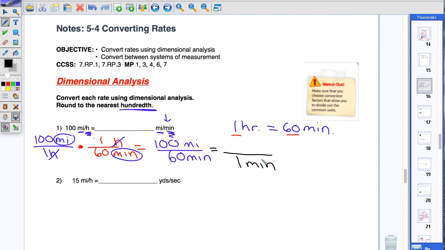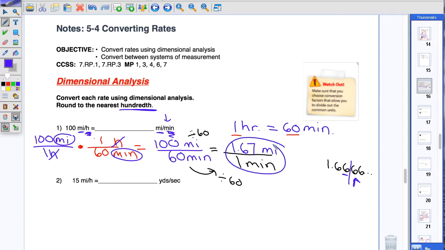So we're going to find a unit rate. We need to divide the numerator and the denominator by 60. When we divide the numerator and denominator by 60, we actually get 1.6666 repeating. But the directions say round to the nearest hundredth. Hundredths is 2 places after your decimal. So that 6 in the thousandths place is greater than 5, so we're going to add a 1 to the 6. So it's 1.67 miles per 1 minute. So 100 miles per hour is equal to 1 and 67/100 miles in 1 minute.